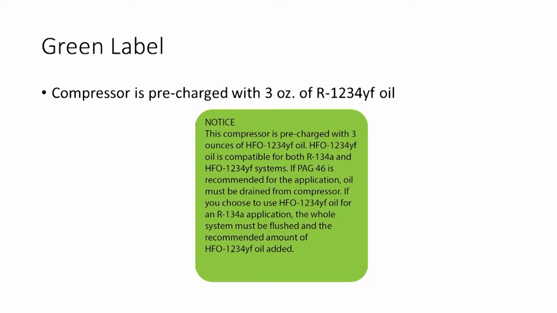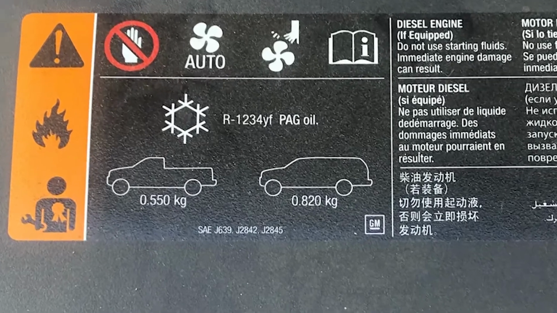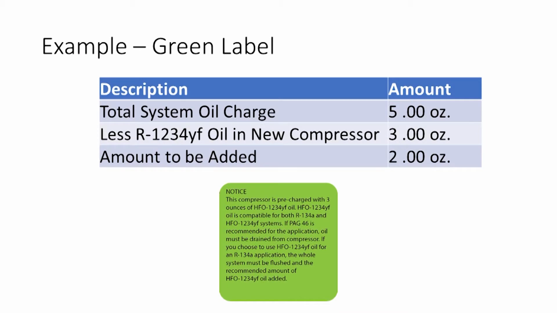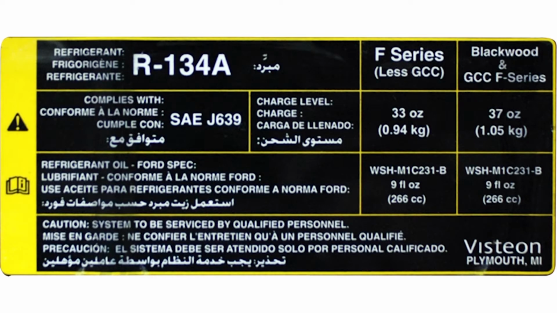Compressors with a green label are pre-charged with 3 ounces of R1234YF oil. If the compressor is being used in a R1234YF system, it will not be necessary to drain this oil. As in the pink label example, just add the additional amount necessary to bring the total oil charge up to specification. However, if the compressor is being used in an R134A system, then the compressor should be drained and the full system charge amount of the recommended oil added.